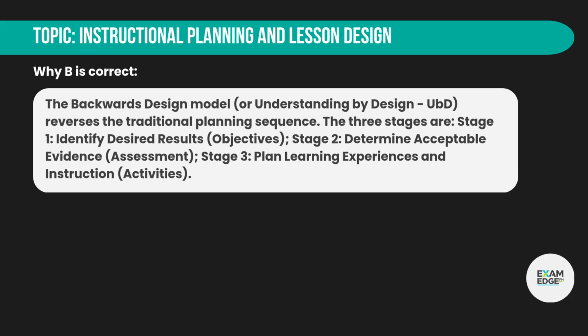Why B is correct? The backwards design model, or understanding by design, UBD, reverses the traditional planning sequence. The three stages are: Stage 1, identify desired results, objectives. Stage 2, determine acceptable evidence, assessment. Stage 3, plan learning experiences and instruction, activities.